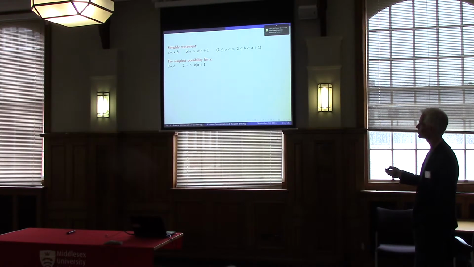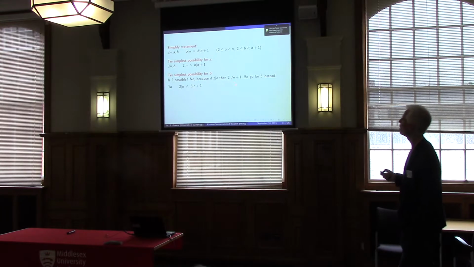I could have done it all in one step, but I'll break this down. Let's try the simplest thing for a. It's got to be at least 2, so let's try 2. And similarly, let's try the simplest thing for b.